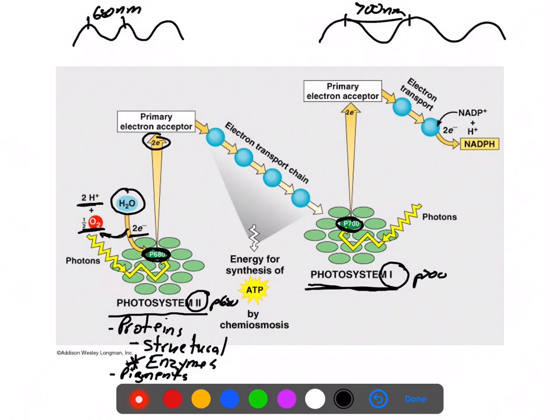And what happens to those 2 electrons that it gave to the photosystem? Here they are. They've become excited. And what excited them? Photons from the sun.